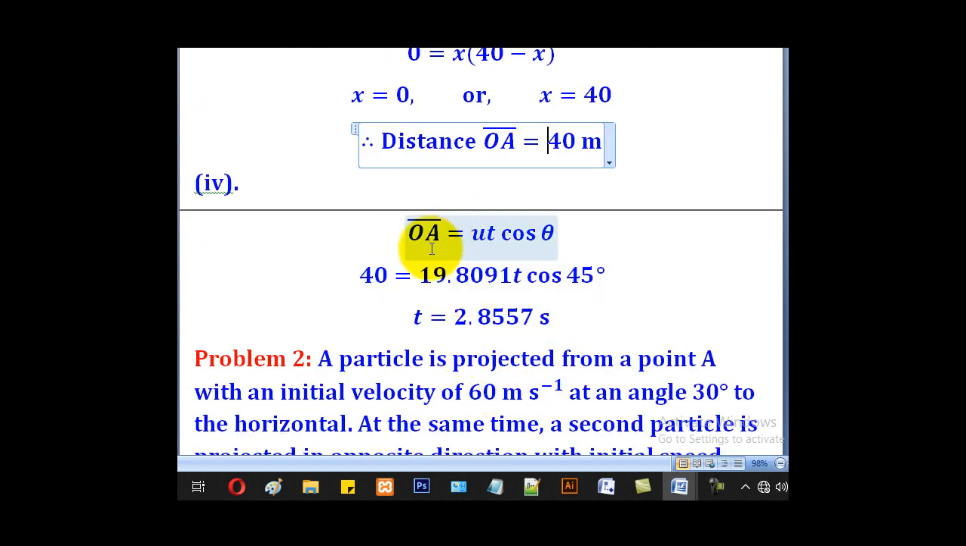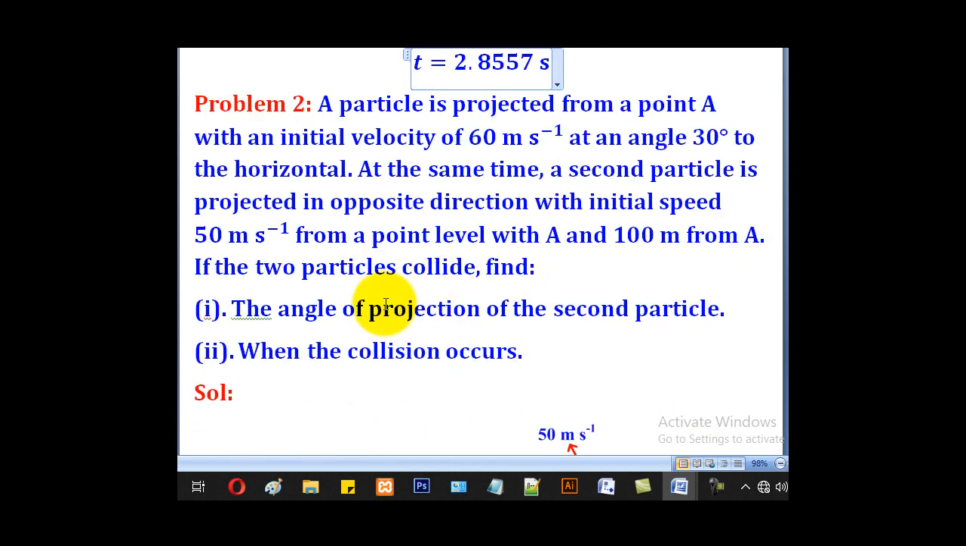They also wanted the time taken to reach A. So in that case, OA is equal to u t cos theta. So OA is 40, u is known, 19.8091, t is what we want, theta is 45 degrees. So make t the subject and we will come up with 2.8557 seconds. That has been the solution for problem 1.